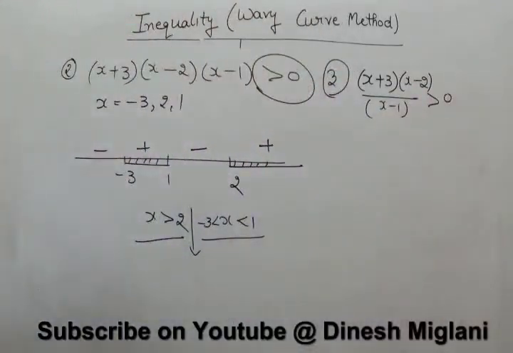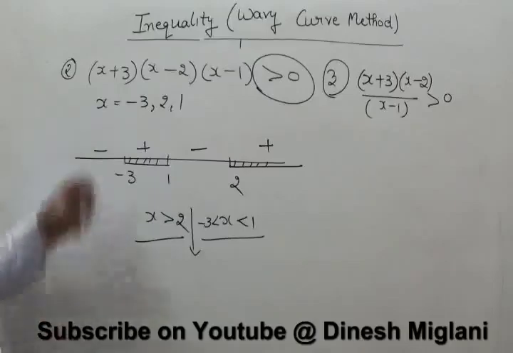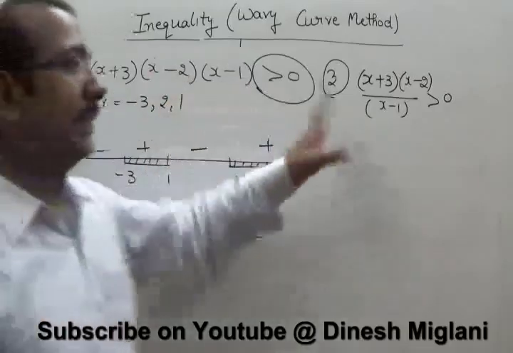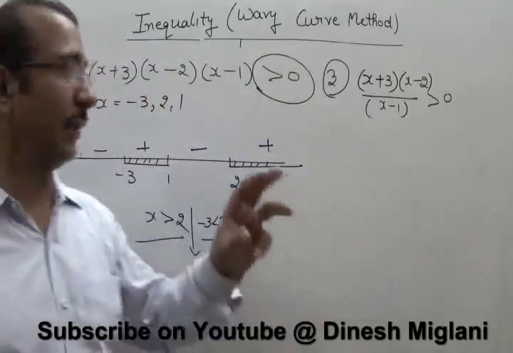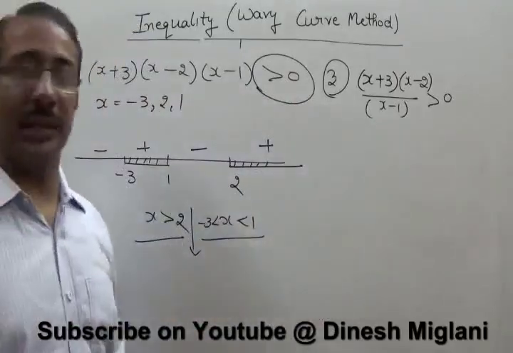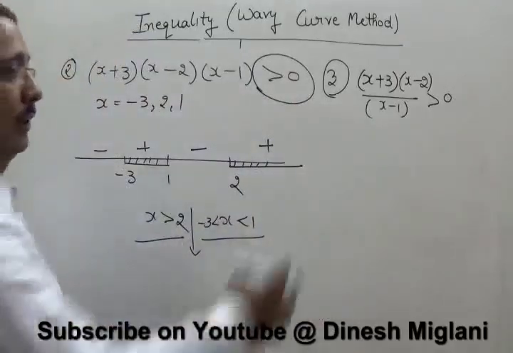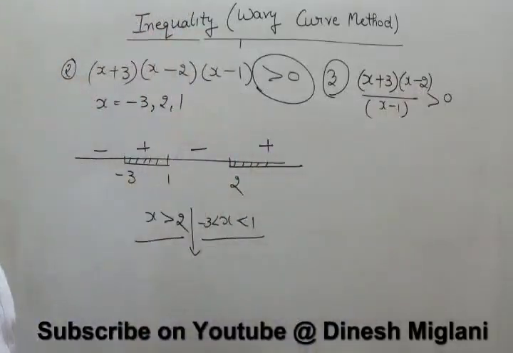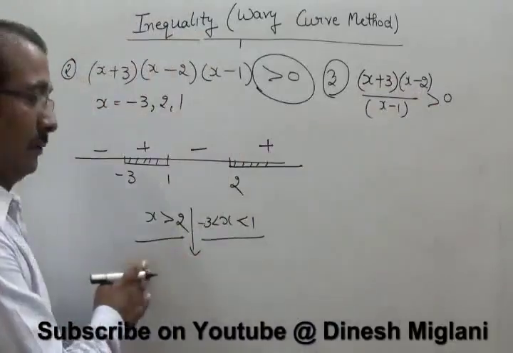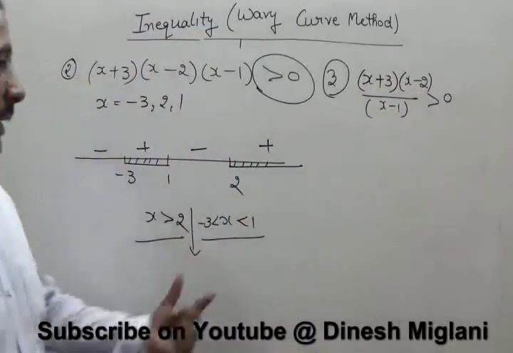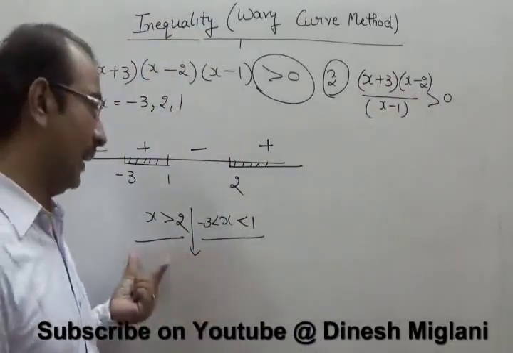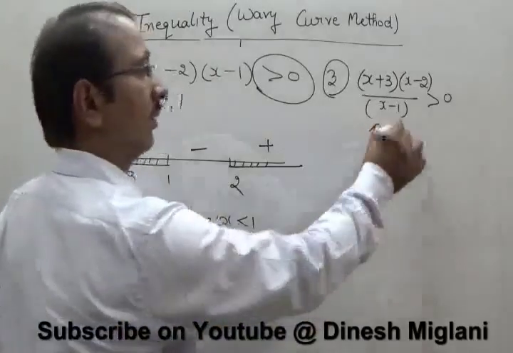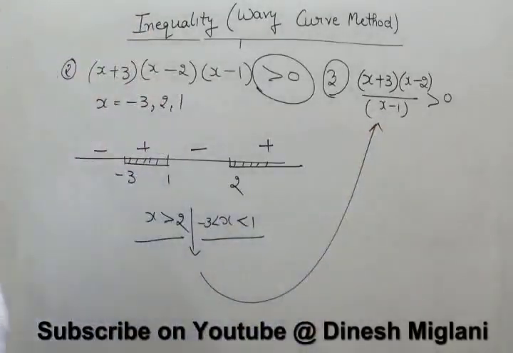Now in the starting I also told you, either they are in multiplication or they are in division. It does not make any difference. The process remains the same. We put the 3 values equal to 0. We get -3, 2 and 1. Show it on the number line. And we just find these intervals. So our answer is x lies between -3 and 1, and x is greater than 2. The answer will remain the same. Okay, I hope the point is clear.